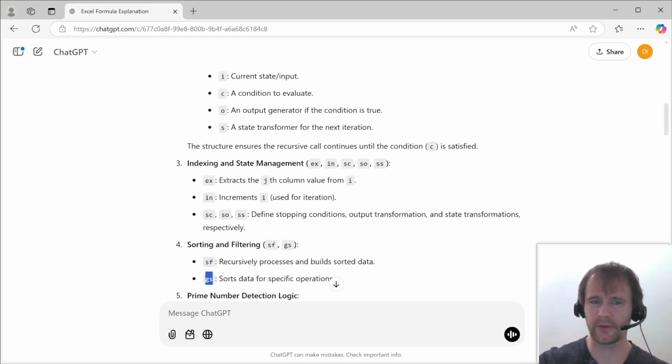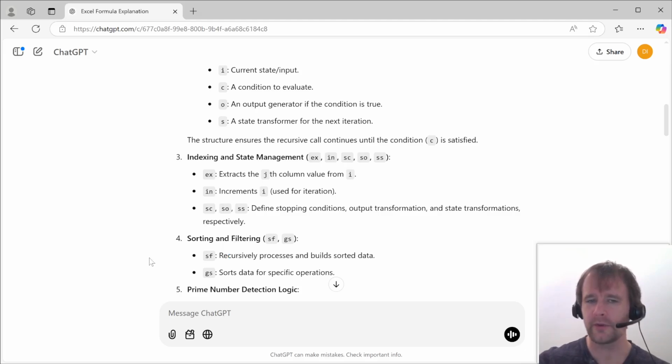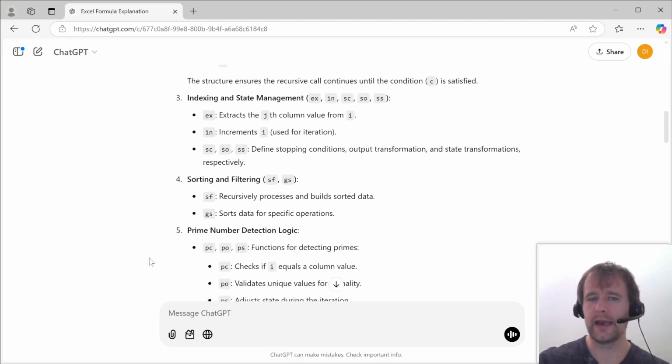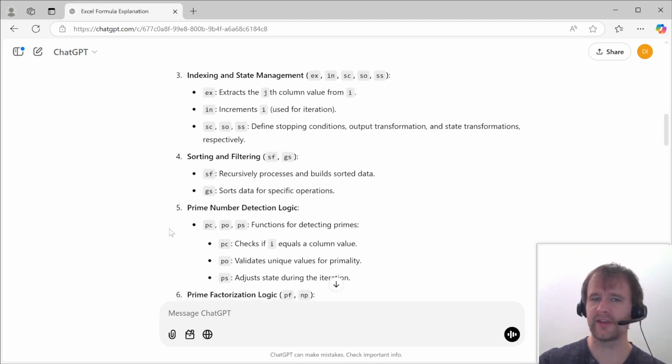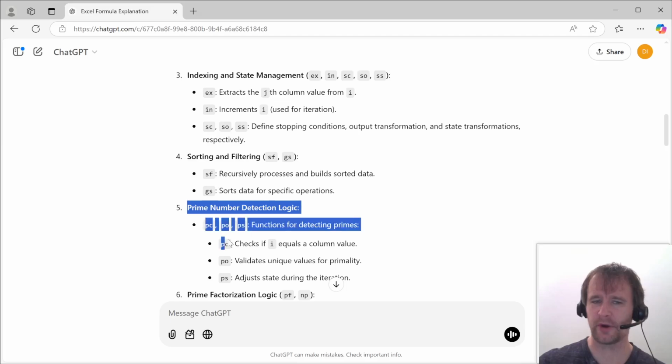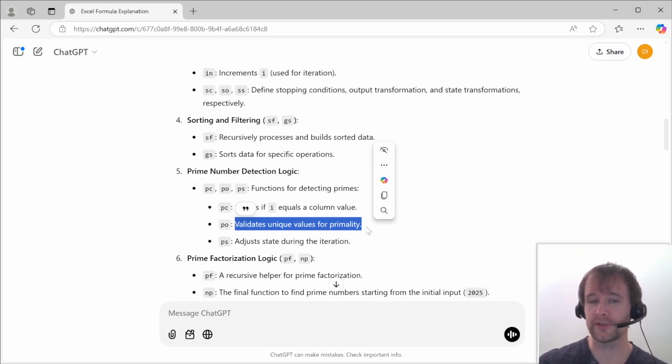But not really correct here. Recursively process and build sorted data. No, it doesn't. It subtracts one number from another. Sorts data for specific operations. That doesn't really mean anything, but sure. So it definitely went off the rails here. And then, in a sort of rabbit out of the hat way, because it clearly didn't understand the GCD element here, it did say, okay, well, this is prime number detection. This seems really smart, but I don't think it really gets it, specifically because here the output condition says validates unique values for primality. That is not what the unique function is doing at all.